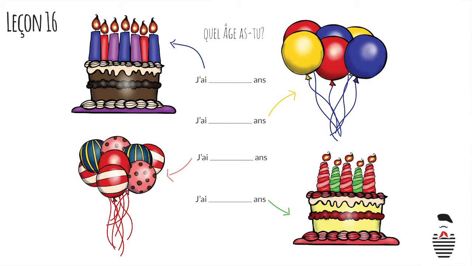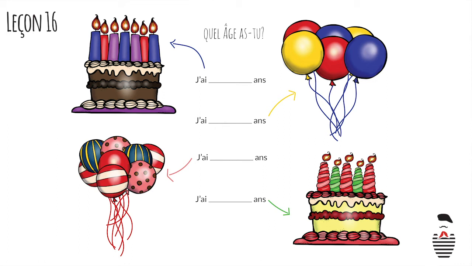Ah, voilà. There again is our question. Quel âge as-tu? Let's practice it again. Quel âge as-tu? Now, on your left-hand side, you have your gâteau au chocolat, and you have your bougie. And remember again, what was it? Bleu and rouge and violet.